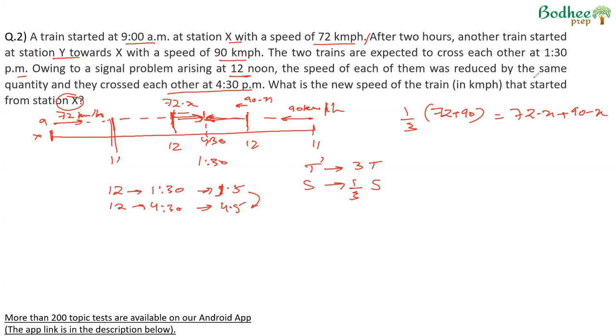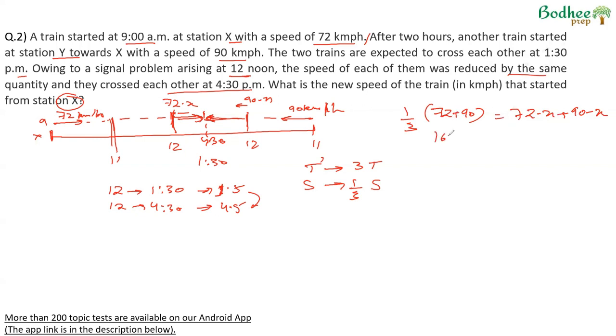Since time taken after 12 o'clock is 3 times of what was required, that means speed after 12 o'clock is one-third of what should have happened. The speed was 72 plus 90. Now it is 72 minus x plus 90 minus x. New speed is one-third of the original speed. Why minus x? Because the speed reduced by the same quantity. From here we can get the value of x.